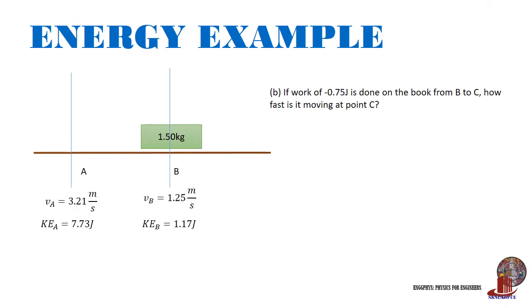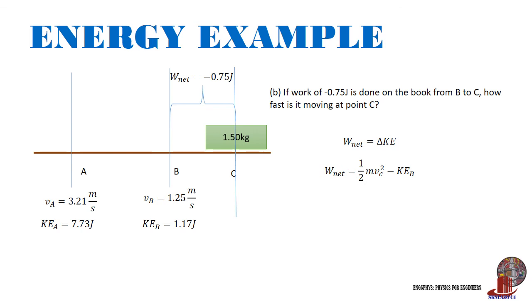For letter B, with the incorporation of point C, where the net work from point B to C is given as negative 0.75 joules, compute for the velocity of the book at point C. By using the work energy theorem again, we can solve for the net work, where W net is equal to half of m v sub c squared less the kinetic energy, which was solved at point B. Simply placing our given, negative 0.75 is equal to half of 1.5 times v squared less 1.17 joules, which is simplified as 0.75 meters per second.